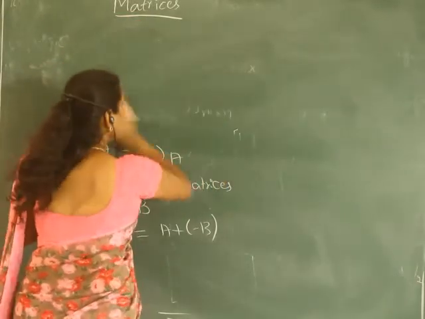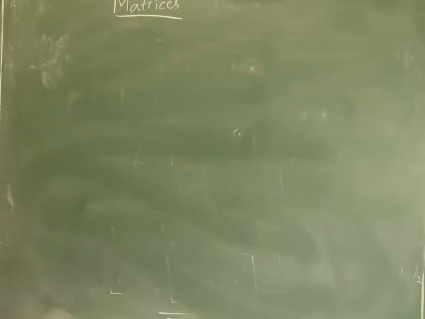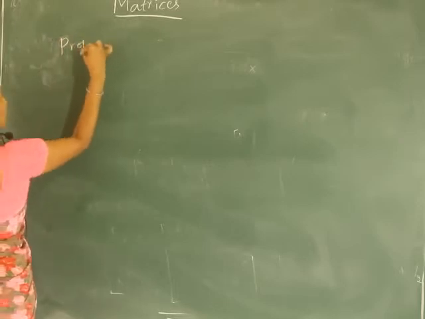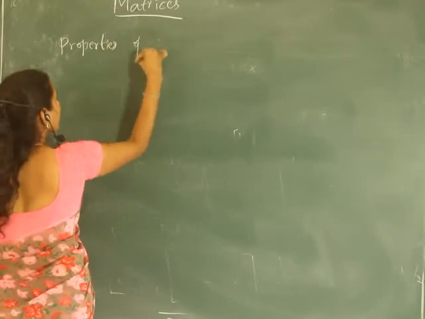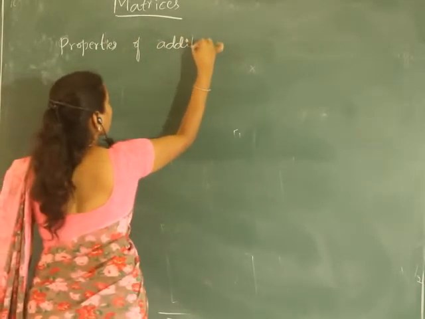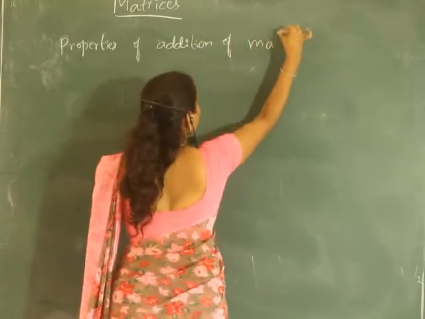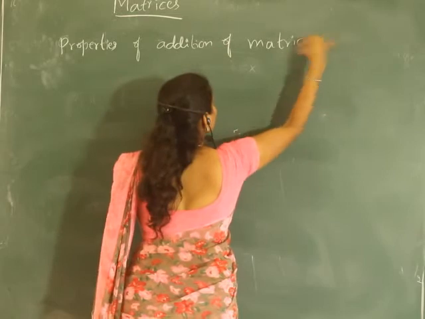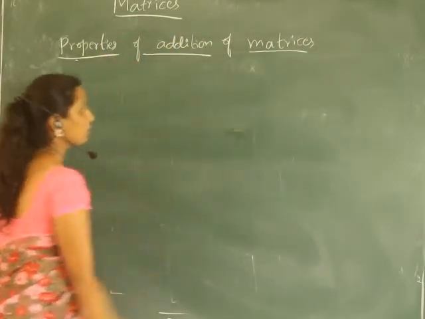Next we will discuss the properties of addition and multiplication. The first one is properties of addition of matrices.